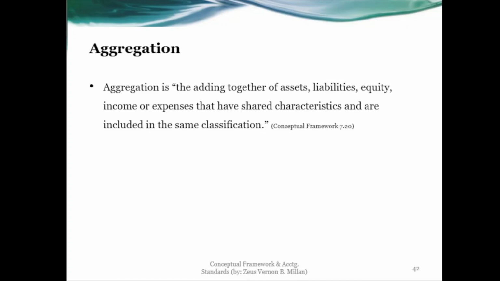Now, aggregation, on the other hand, refers to the adding together of total assets, liabilities, equities, income, or expenses that have shared characteristics and are included in the same classification. So, for example, all cash and cash equivalents. Next, all inventory, all property, plant, and equipment. So, those are what you aggregate. That is what it means. Same with your liabilities, all accounts payable, all your loans payable or mortgage payable, and so on and so forth.